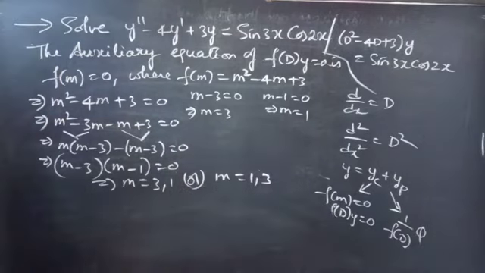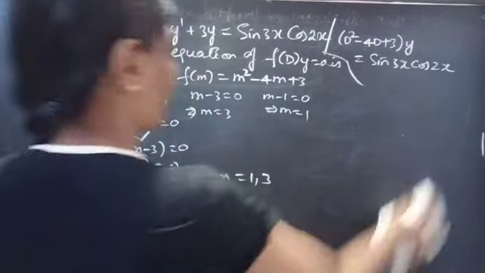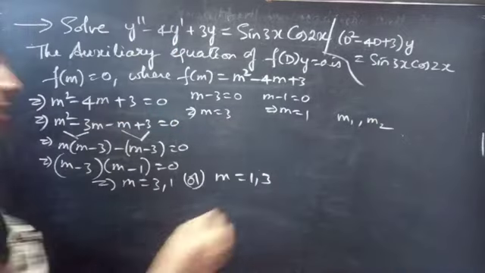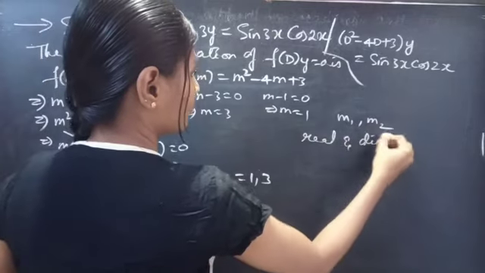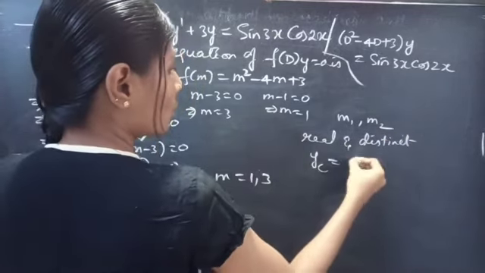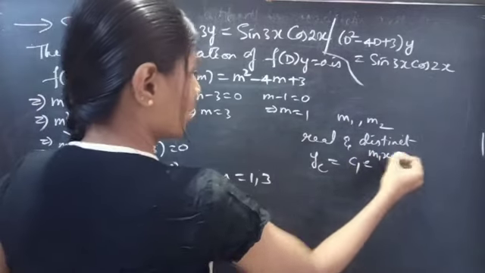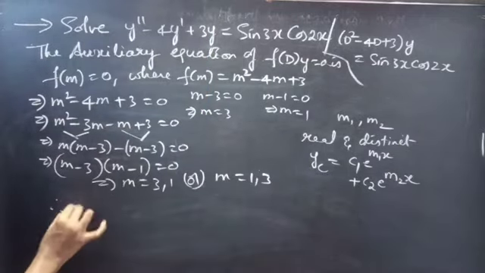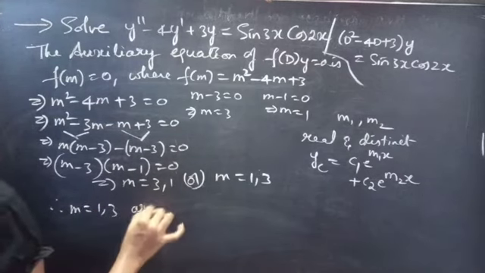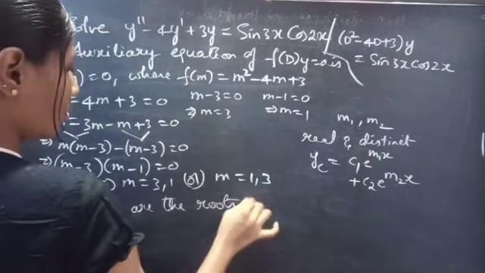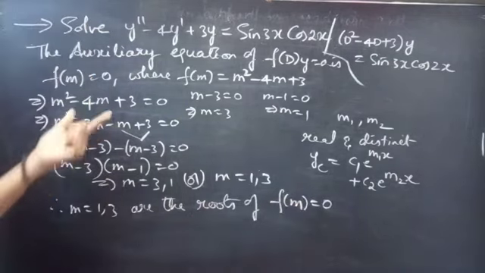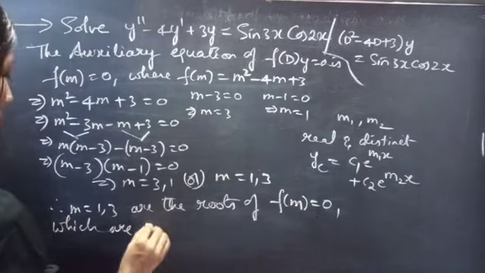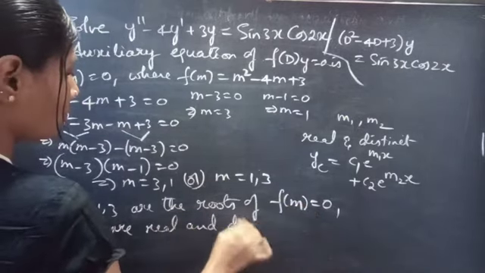We know how to write the complementary function when two roots are real and distinct. If m1, m2 are two roots which are real and distinct, then the complementary function will be some constant into e power one root into x, plus another constant into e power another root into x. Now coming to our complementary function, we have m equals 1, 3, which are the roots of our auxiliary equation f of m equals 0, which are real and distinct, or real and different, we can say.